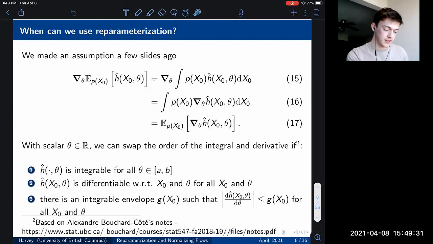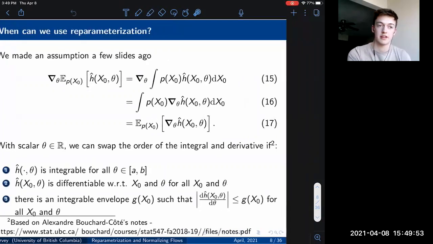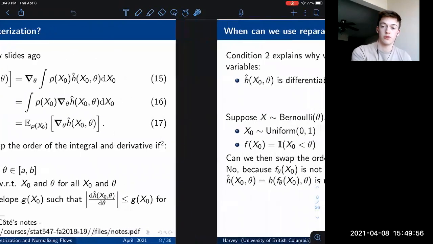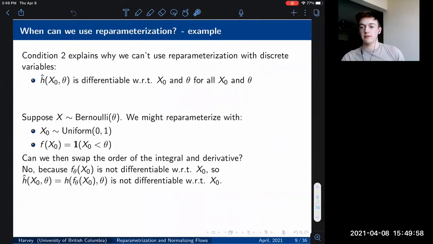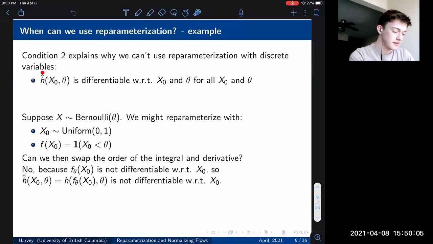Essentially you have these conditions which say that h hat is a sufficiently nice function. And I think the most interesting condition here is that h hat of x0 and theta has to be differentiable with respect to x0 and theta. What's interesting about this, as we will see on the next slide, is that it tells us something about why reparameterization won't work if we're trying to use discrete variables. So I've copied the second condition over here again.